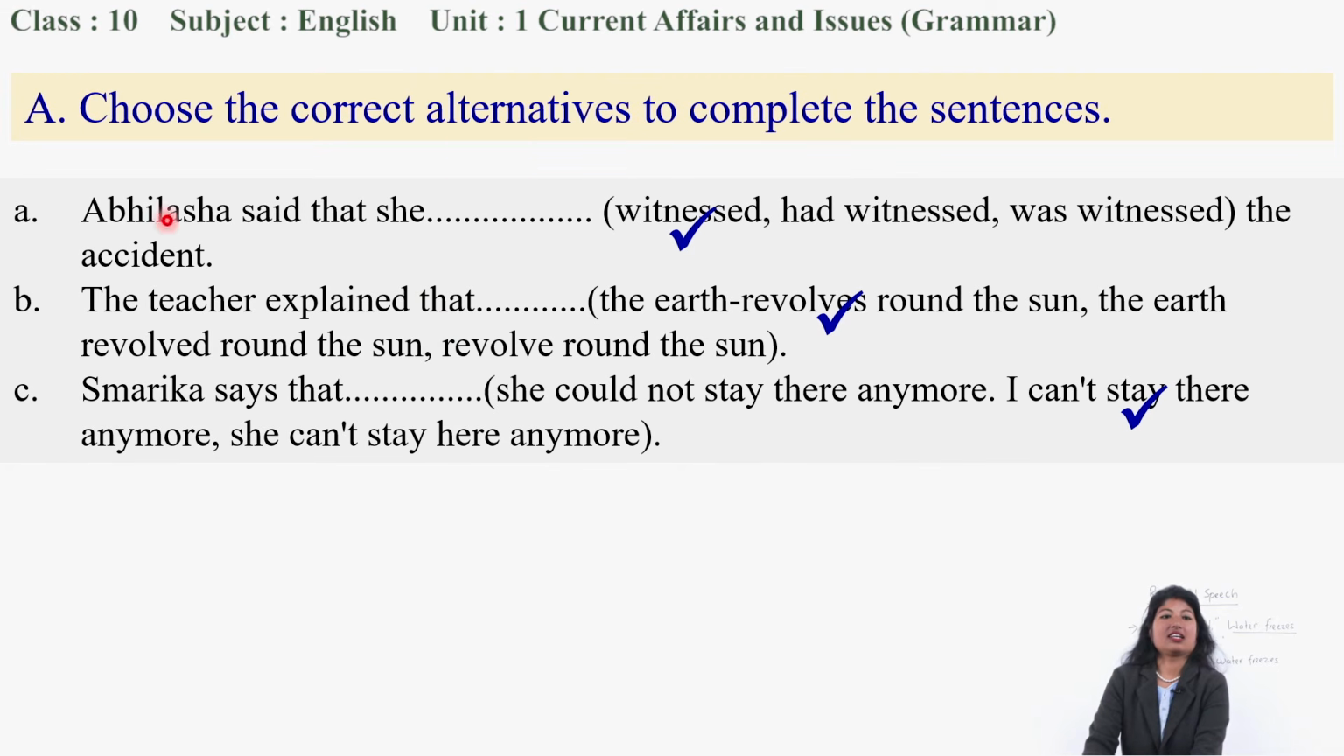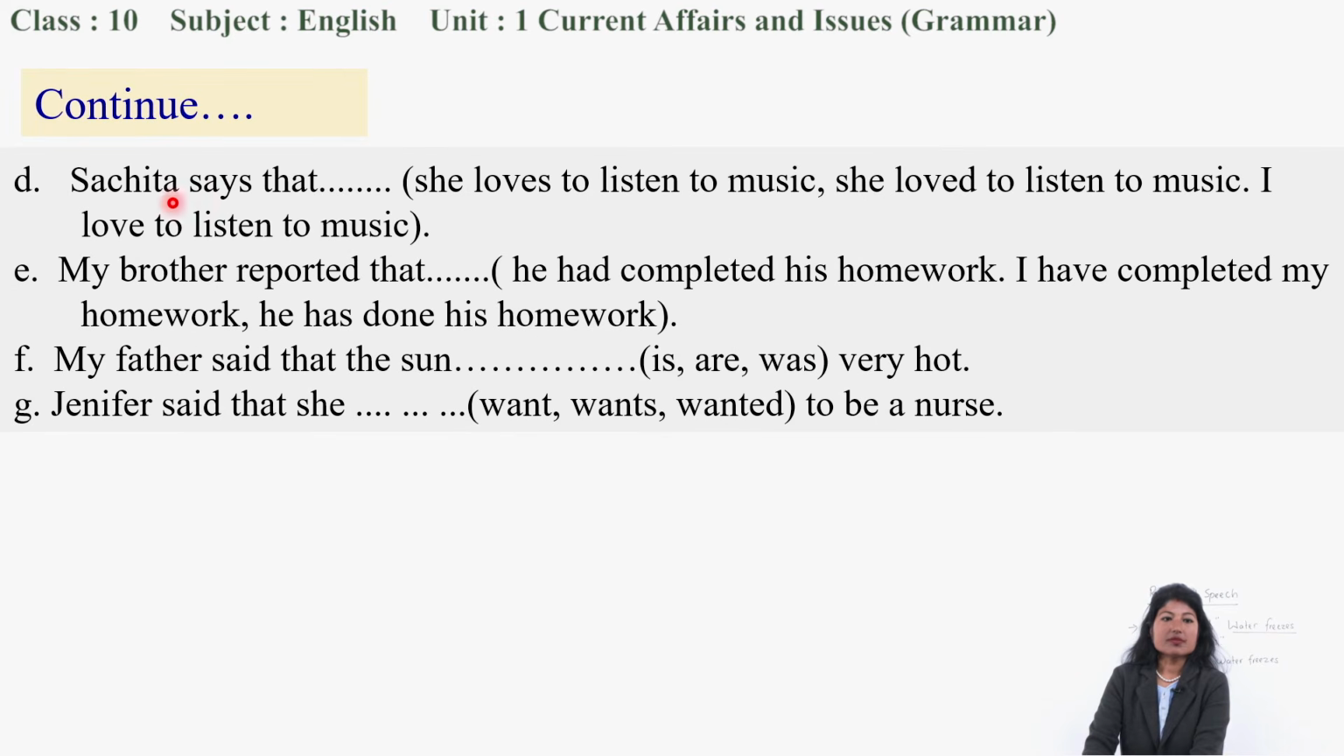Okay. Next, Sachita says that she loves to listen to music. She loves to listen to music. I love to listen to music. The right option is says is there. So loves to listen. Right? She loves to listen to music.